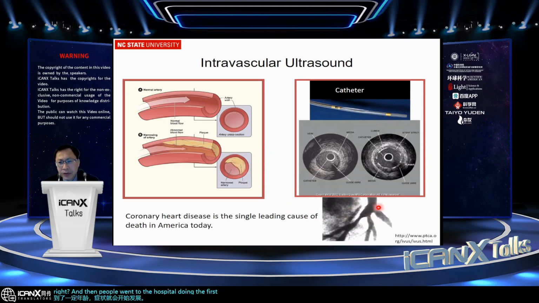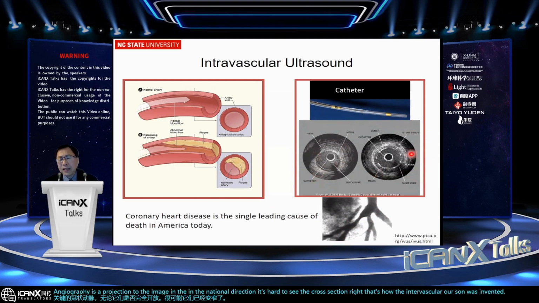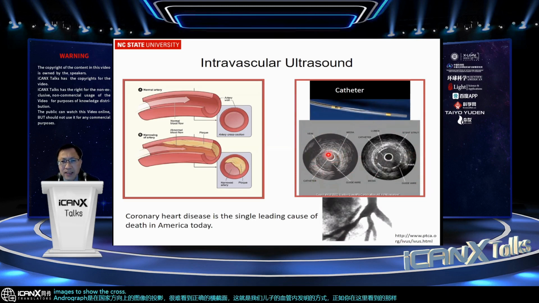The first thing they do is angiography using X-ray to look at whether the key coronary arteries are still fully open. Most likely they have narrowing, but angiography is a projection, a 2D image in the longitudinal direction. It's hard to see the cross section. That's how intravascular ultrasound was invented. As you can see here, these are two intravascular ultrasound cross-section B-mode images of the coronary arteries. The lumen, how much is open and how much is blocked, can be clearly seen. So that was really a revolution in that age.